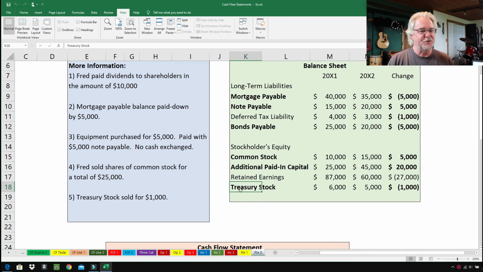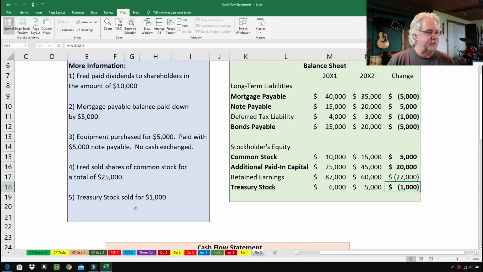All right. Treasury stock. It's $6,000 last year, $5,000 this year. It decreased by $1,000. What happened here? And what's treasury stock? Treasury stock is common stock that the corporation has repurchased. It's common stock that the corporation is holding in its treasury. The treasury stock doesn't get to vote like other stock, though.